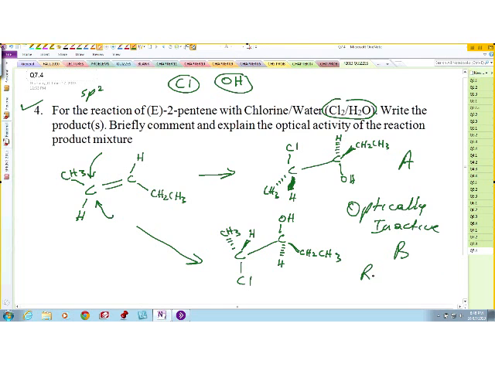So this is what we call a racemic mixture, because you are going to form equal amounts of compound A and compound B. Okay. Is that a question? Okay, so at this point, let us go to today's discussion.